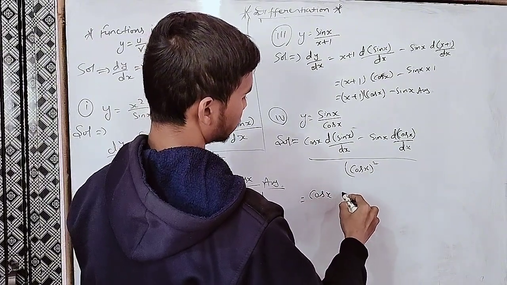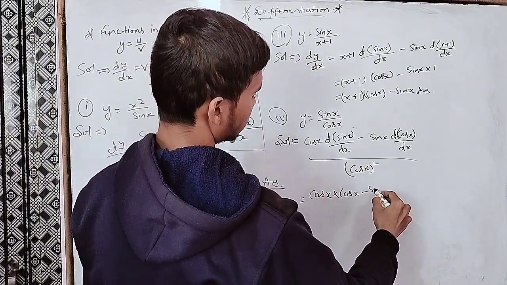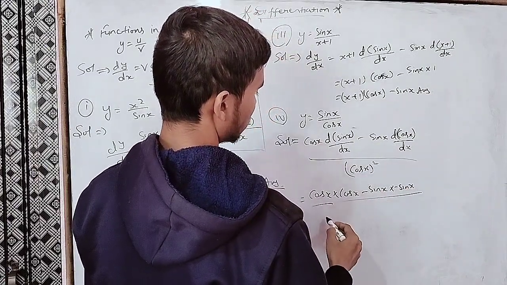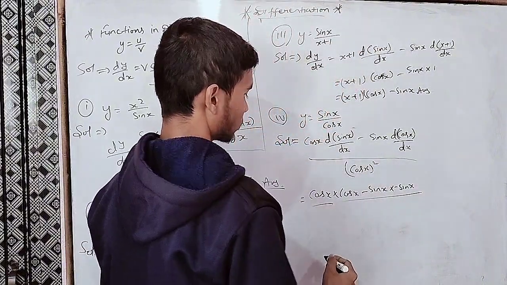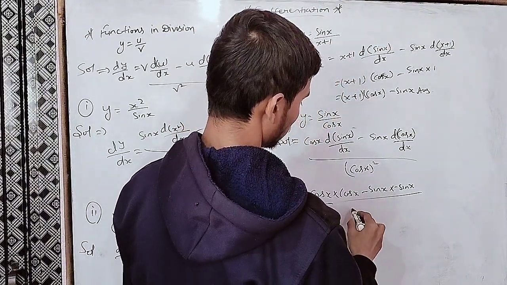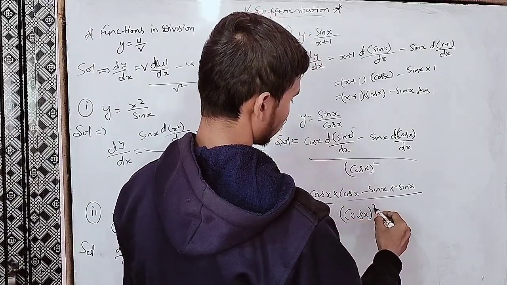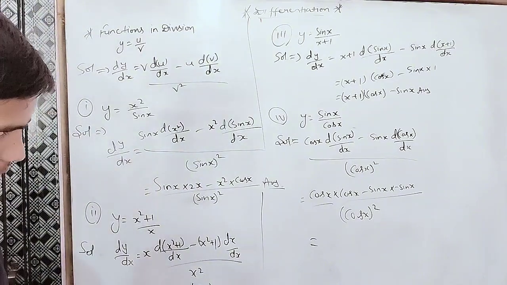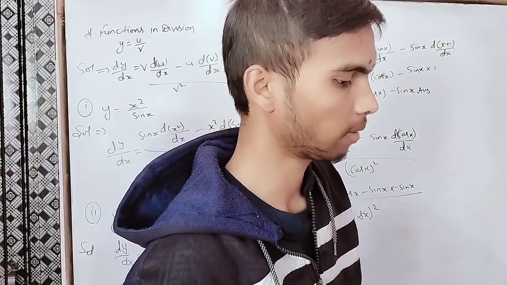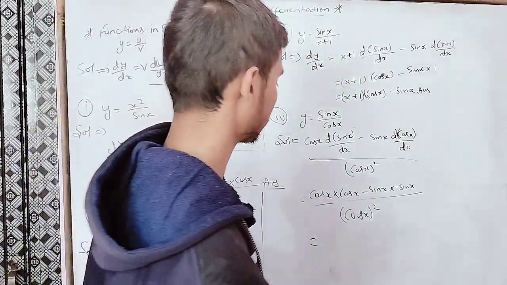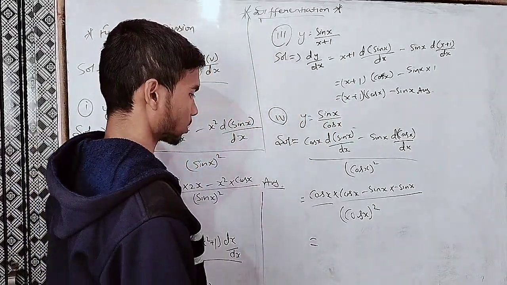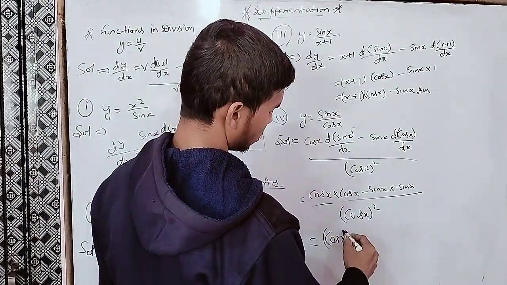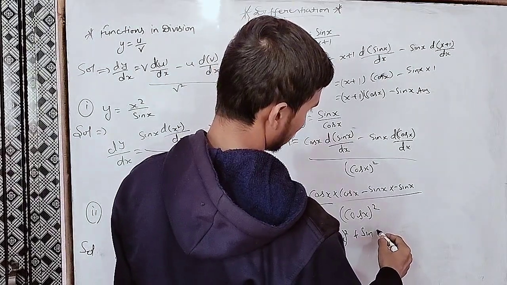Cos x, minus sin x, minus sin x upon cos x square. So here minus is with multiplication. That's why to write we will write add, because this is with multiplication. Cos x square plus sin x square.